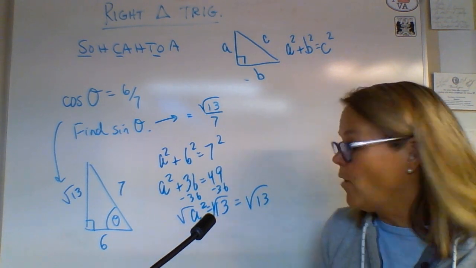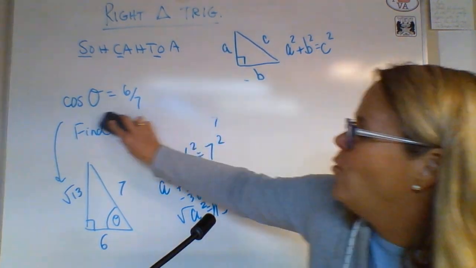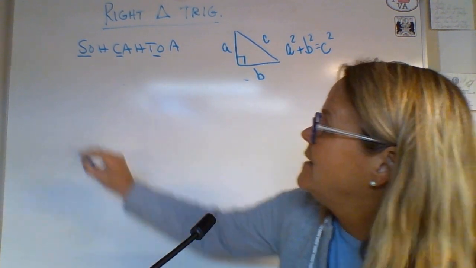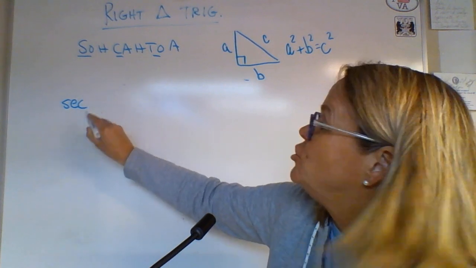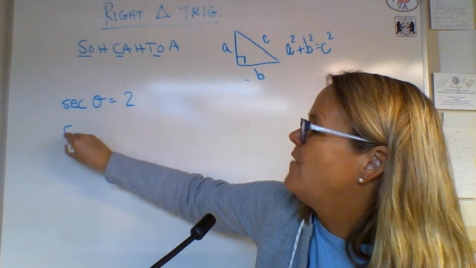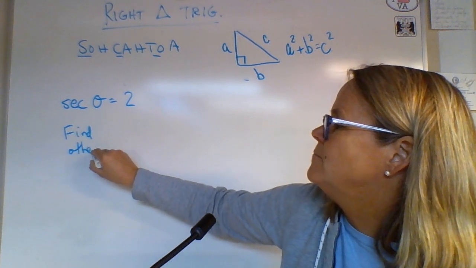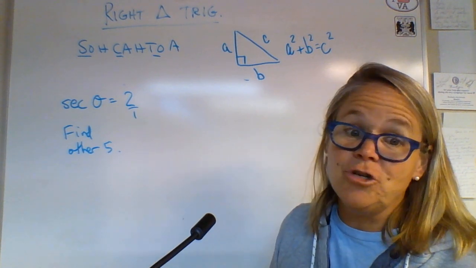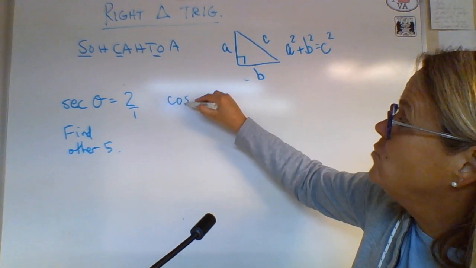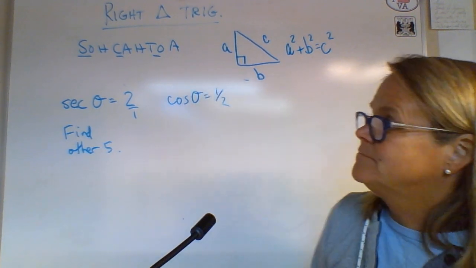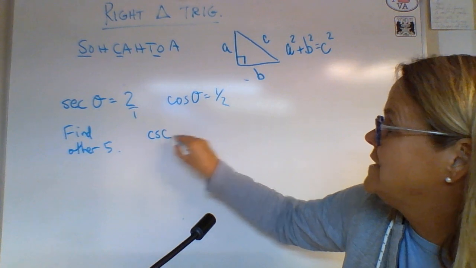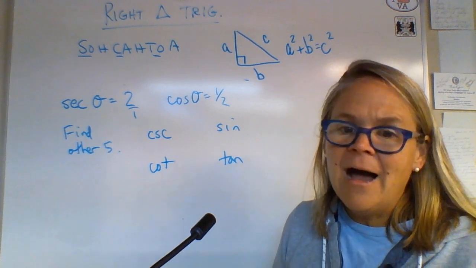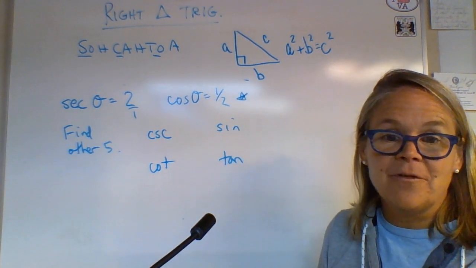If I asked you for all 5 remaining, if I said the secant is 2, find the other 5. Well, you want to think of that as 2 over 1. Well, if the secant is 2 over 1, you know the cosine is 1/2. Now, how are you going to find cosecant, sine, cotangent, and tangent? I would use this, the one you're most familiar with.